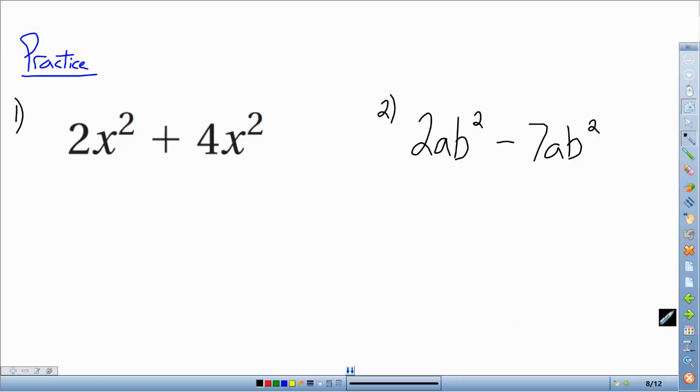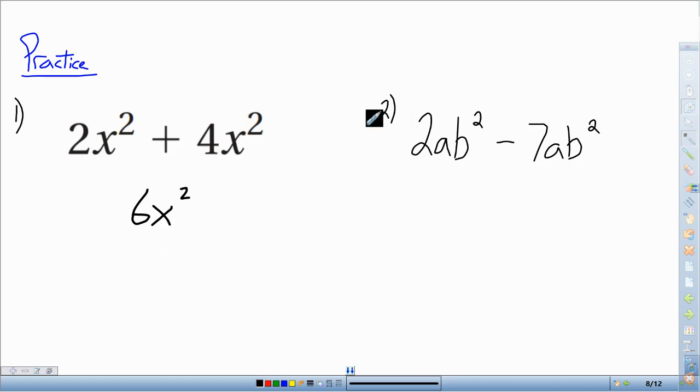Okay, so with that in mind, I'm going to have you guys go ahead and try a couple of these. Go ahead and try to combine these terms if possible. Okay, so on number 1, we have a 2x squared and a 4x squared. Are these considered like terms? Yes, they both are numbers connected to the same variable to the same exponent, so we can go ahead and combine them. 2 plus 4 is a 6x squared.